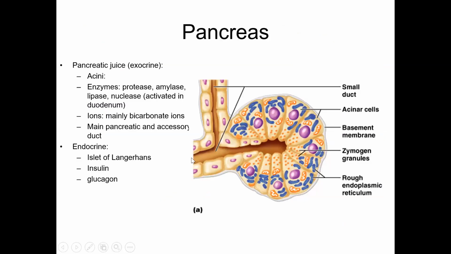So the question is, why do you need to have the inactive form of enzymes made first and then activated in the small intestine? Can you just make the active form and then directly have the active form of these enzymes travel to the small intestine and work there?